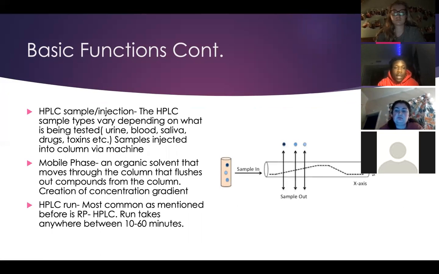So next, being HPLC sample injection. The HPLC sample types can vary depending on what's being tested. So anything such as urine, blood, saliva, drugs, toxins, it's a very broad range of the samples that are injected. But usually the samples get injected into a column via a machine.